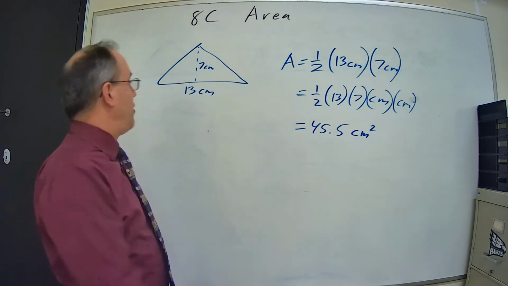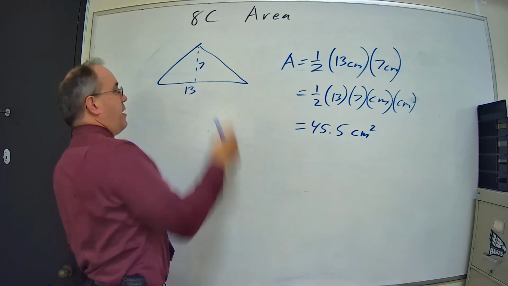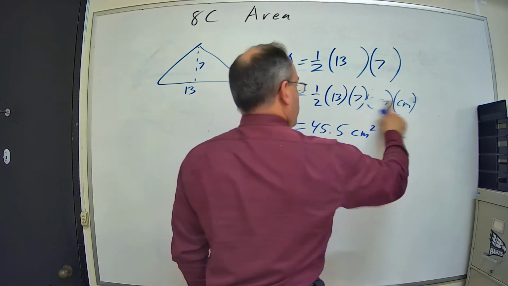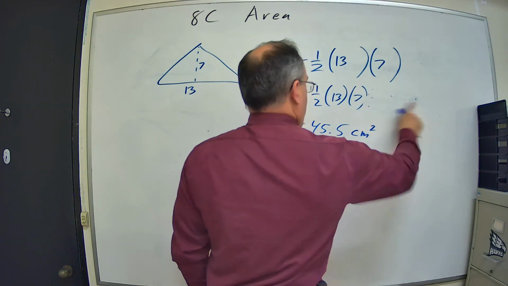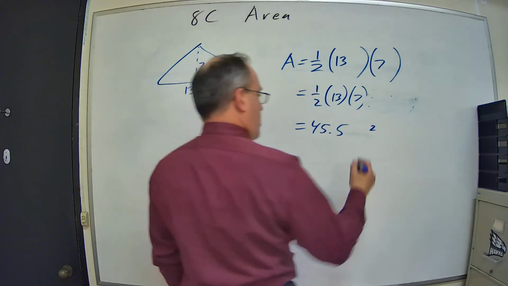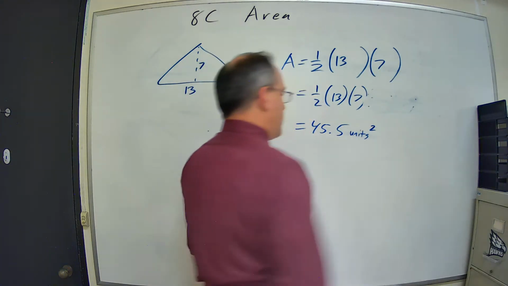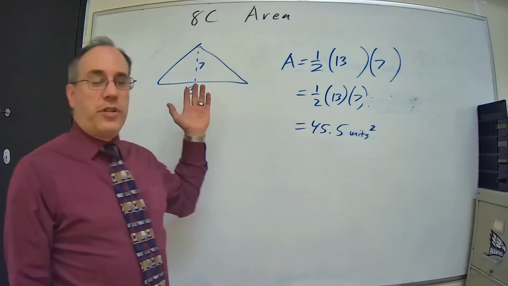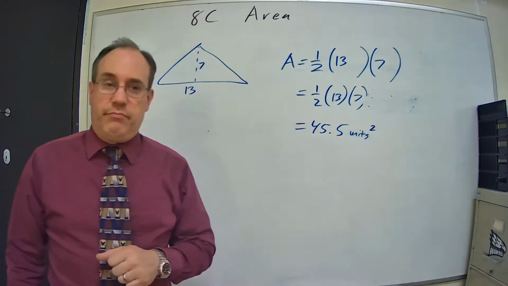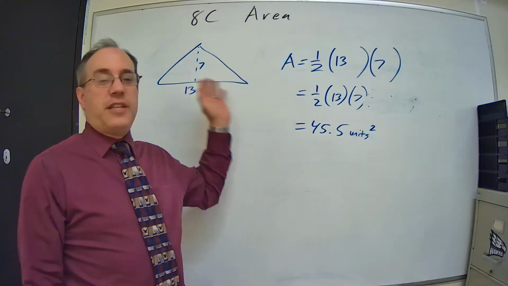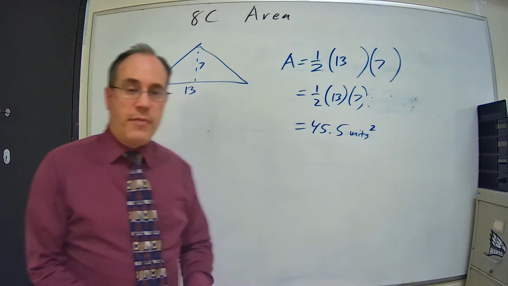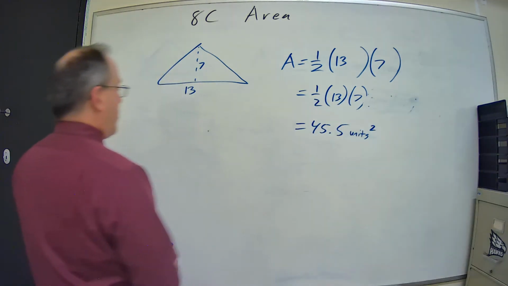Some people will say if they don't have any units on it, that after you've done your calculation, you should say units squared. I'm not one who goes for that. If there's no units involved, just say 45.5. I'm okay with that. But if it has units, if it says meters, if it says feet, if it says inches, then it should be meters squared, feet squared, inches squared. So that's an example of a triangle.